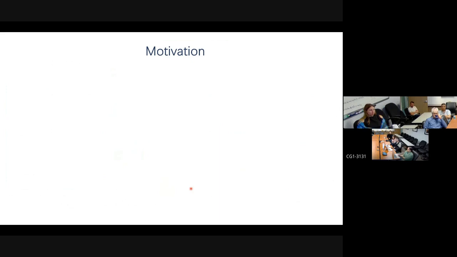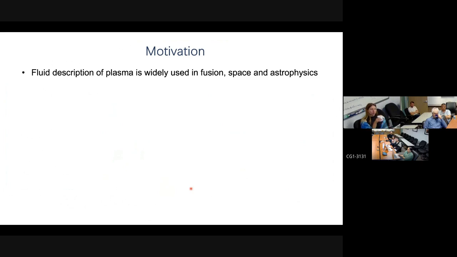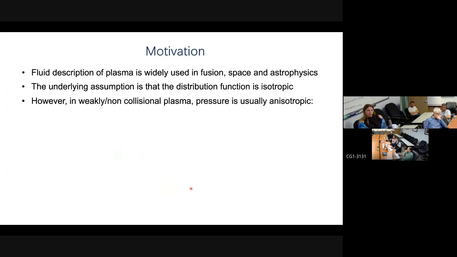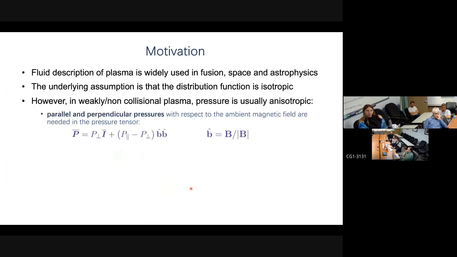So, motivation. Fluid description of plasma is widely used in fusion, space, and astrophysics. The underlying assumption is that the distribution function is isotropic. However, in weakly collisional or non-collisional plasma, pressure is usually anisotropic. Parallel and perpendicular pressures with respect to the ambient magnetic field are needed in the pressure tensor.